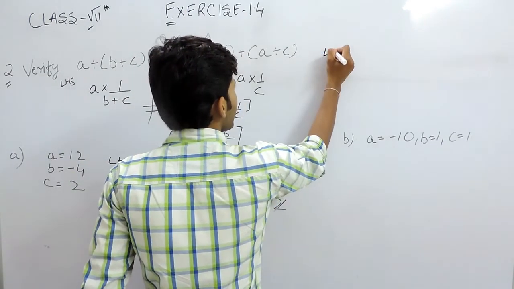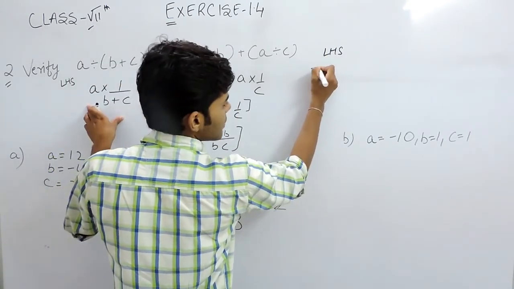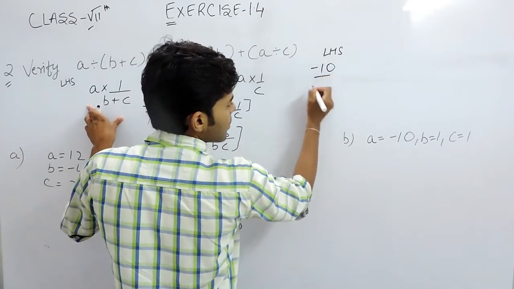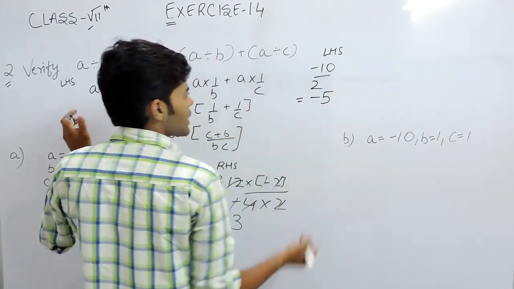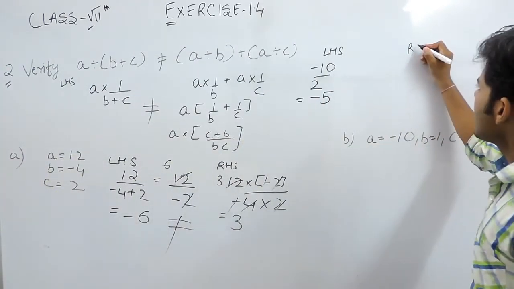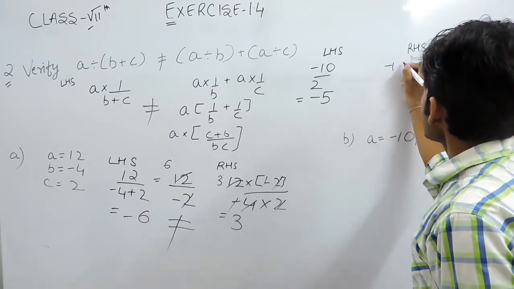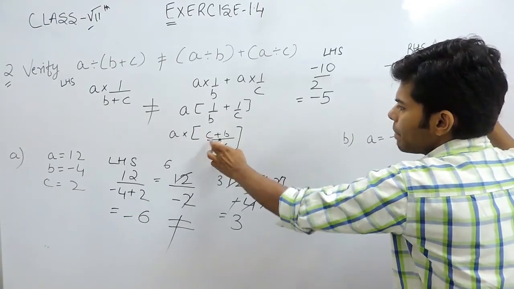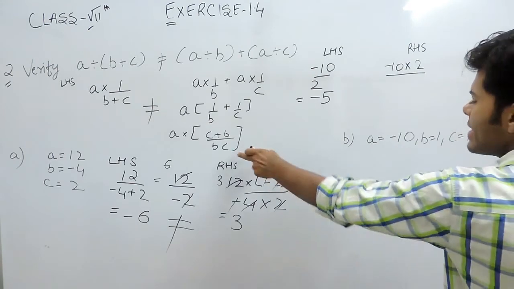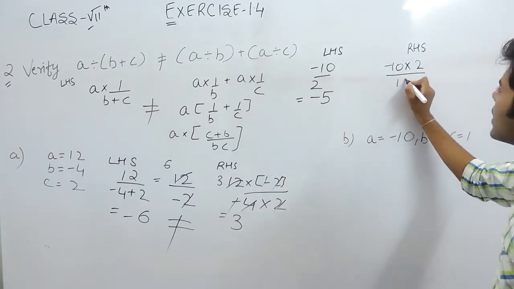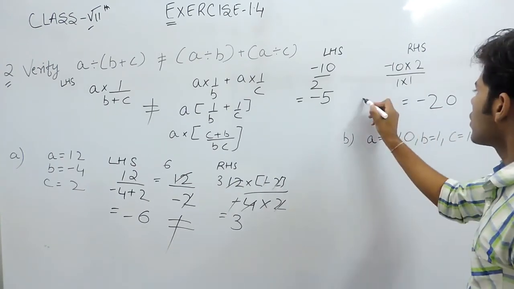We'll again solve the left hand side. Left hand side will be a, that is minus 10, divided by b plus c, 1 plus 1, that is 2. Left hand side will be minus 5. Now we'll solve for the right hand side. For the right hand side it is minus 10 multiplied with b plus c. B plus c is 1 plus 1, that is 2, divided by bc. B and c, 1 multiplied with 1, that will be minus 20. These two are also not equal.